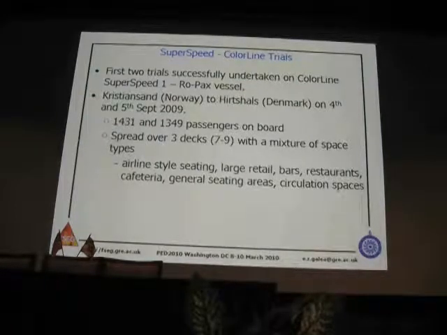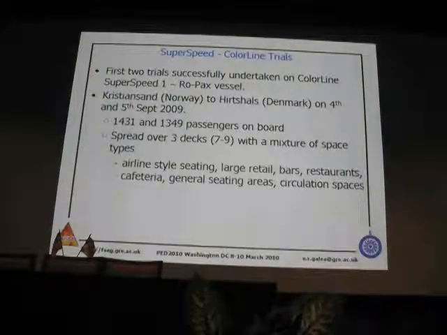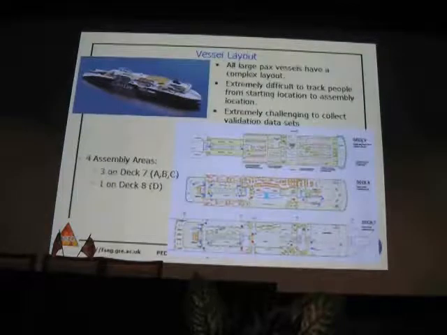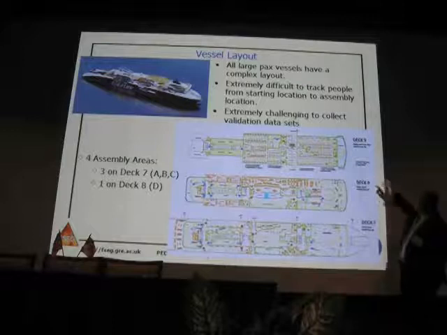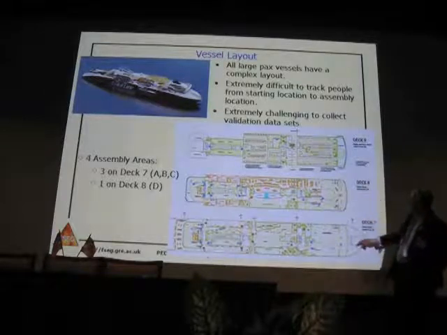Give you some idea of the ship. The passengers are spread over 3 decks on the ship, deck 7, 8 and 9, and the decks have a mixture of space. It includes airline seating, just like you get on an aircraft. It includes large retail areas, bar areas, restaurants, cafeterias, general seating areas and general circulation areas. So it's like a floating shopping mall in many respects. That's the picture of the vessel. These are the 3 decks that are populated with passengers.